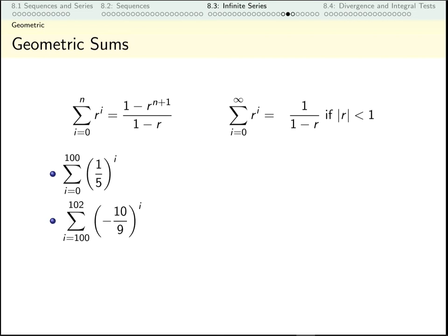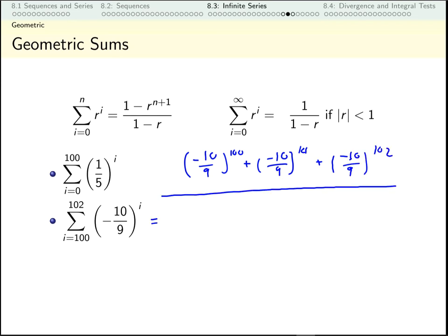Here's a slightly different example. I have a finite number of terms, so it's a finite series, not an infinite series, but they don't start at 0, so I can't jump right into the formula. One way to evaluate this, well, there's only 3 terms, so I can just add them up. This is negative 10 ninths to the power 100 plus negative 10 ninths to the power 101 plus negative 10 ninths to the power 102. That's one way of doing it. I want to think about a different way of evaluating this. For this particular one, it's probably harder, but if you had a bigger gap, if you had to add more terms, here we only had to add 3, but if you had to add more, this other way might be easier.